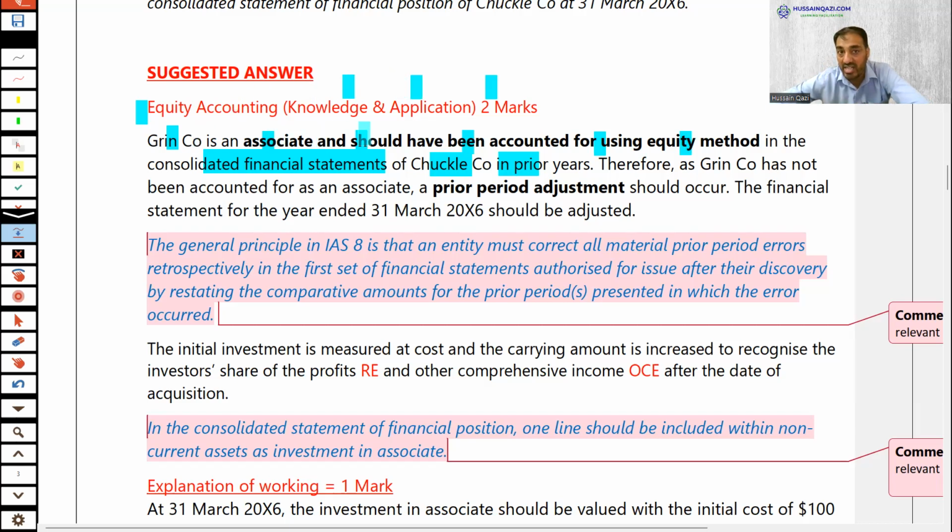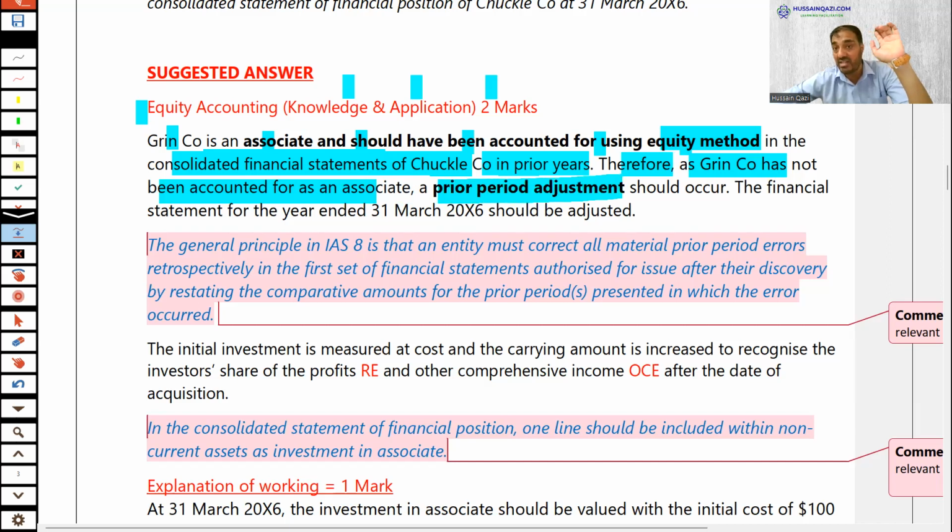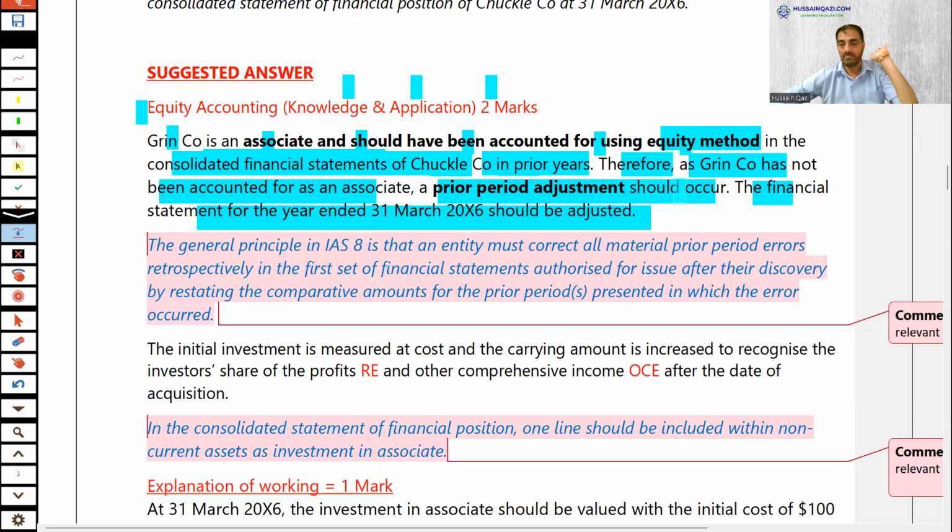Grin Company is an associate and should have been accounted for using the equity method in the consolidated financial statements of Chuckle, in the prior year as well. You have to mention that here. Therefore, Grin Company has not been accounted for as an associate. A prior period adjustment should occur, and the financial statements of 31st March X6 should be adjusted.